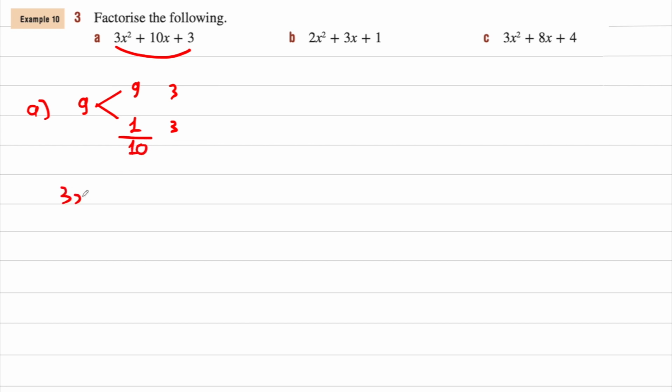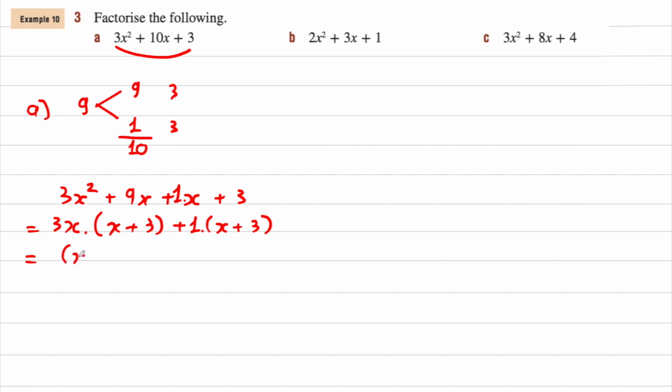And here you got 3x squared plus 9x plus 1x plus 3. For the first two terms, 3x will be the common factor, and x plus 3 will be the same inside the bracket. For the next one, I will put x plus 3 inside the bracket and 1 will be outside. The new common factor is x plus 3, and the next one is 3x plus 1, like here.